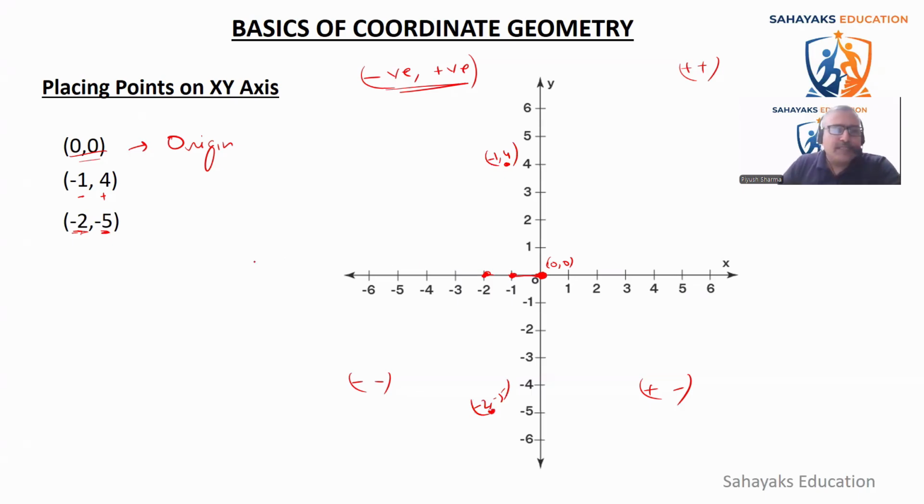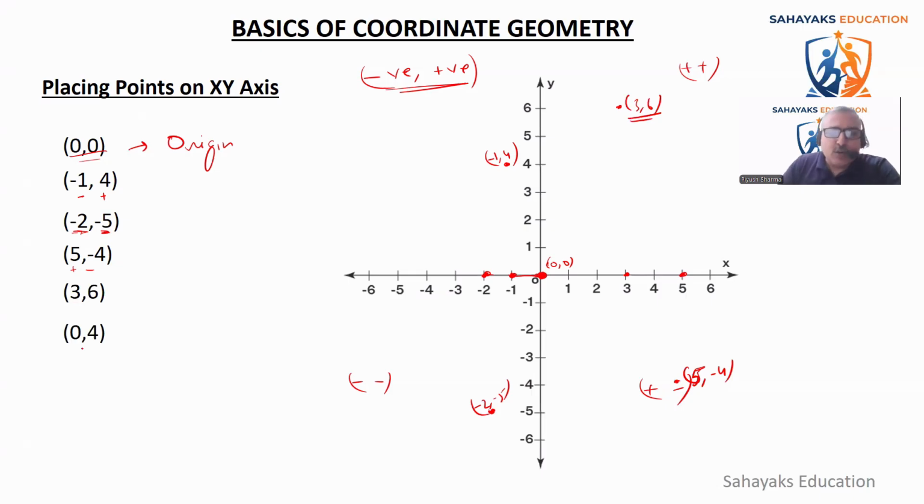Okay, let's do a few more practice. 5, -4. It's positive, negative, so it will come in the fourth quadrant. We first move in the x direction 5 points, and then we go to -4. So this point will be 5, -4. And coming to 3, 6, both are positive, so it will come to the first quadrant. First we move to 3, and then we go to 6. So this is the point 3, 6.